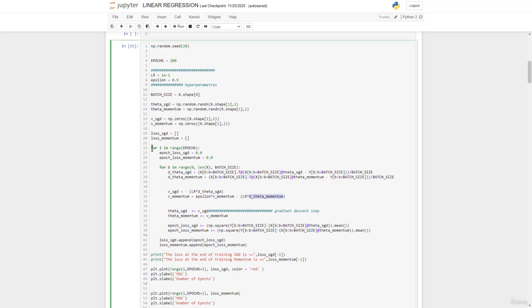Then as usual, we loop for all epochs, and then for all B in range 0 to length of X, taking steps of the batch size. In this case, we're considering our batch size to be the whole data set. And then we update the partial derivative of the loss with respect to theta. This is the partial derivative of the loss with respect to theta SGD, and this is the partial derivative of the loss with respect to theta momentum.